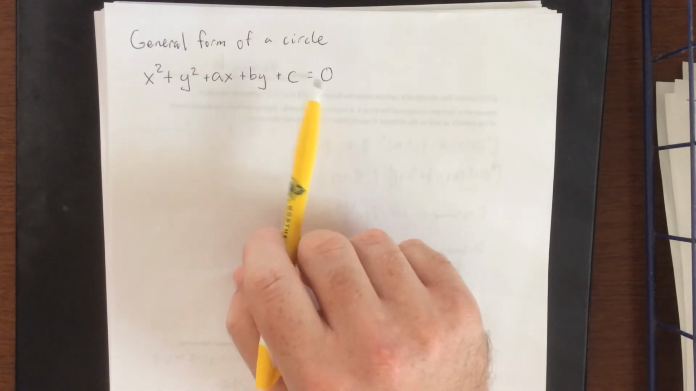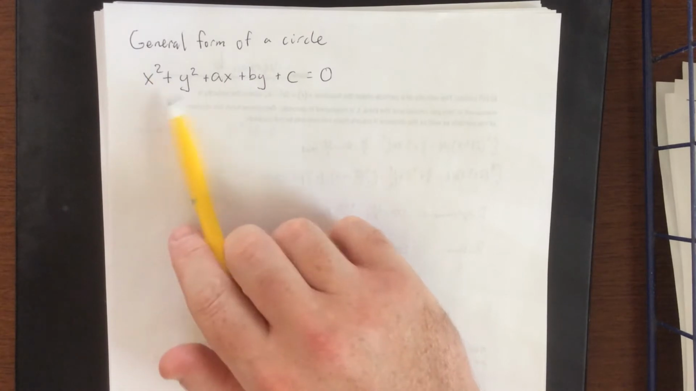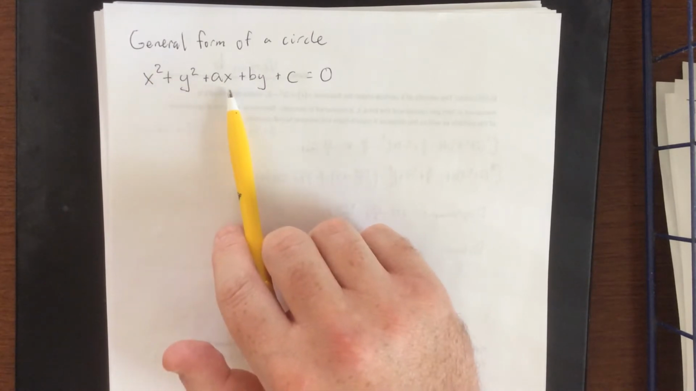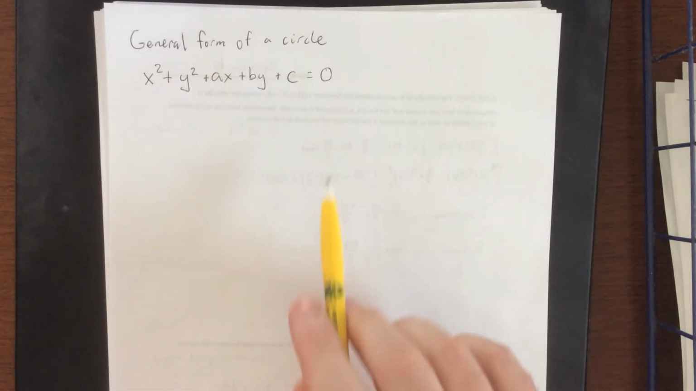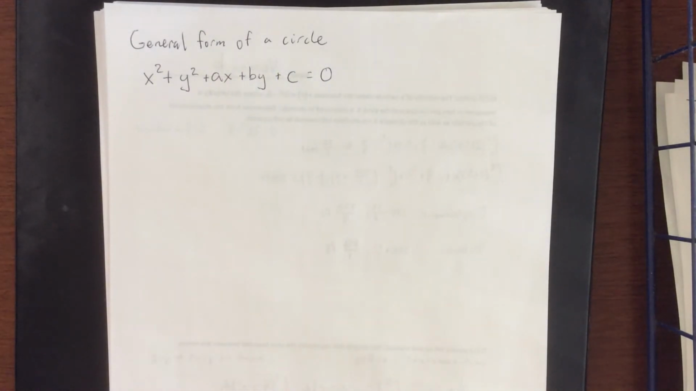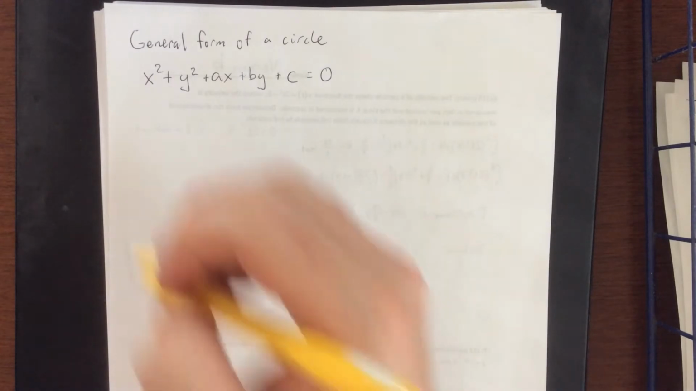General form of a circle is where your squares are not completed, rather they've been expanded, and you have a zero on one side of the equation. So general form of a circle is considerably less handy than standard form.